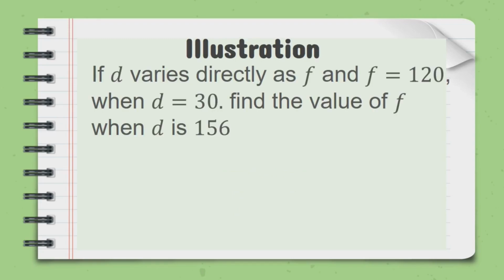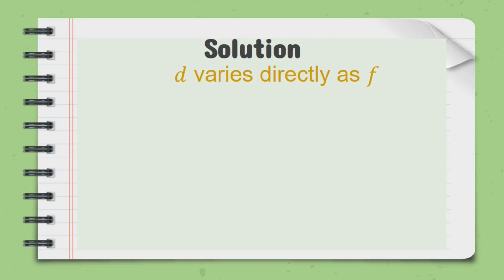Let's look at another illustration. If d varies directly as f, and f equals 120 when d equals 30, find the value of f when d is 156. To solve this question, we need to know the symbolic interpretation of the mathematical statement d varies directly as f, and this can be written symbolically as d, followed by the variation proportional symbol, then f, and this can be written as an equation d equals k, which is our constant of variation, multiplied by f.